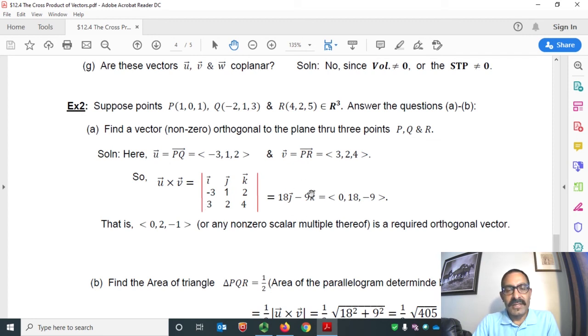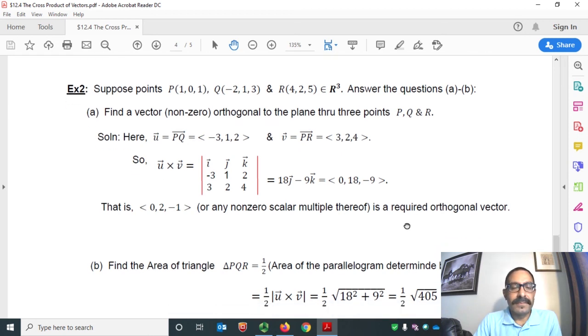So either you write in this form using ijk, or in this form using angular brackets. So 0 means no i component. So 0, comma 18, comma minus 9. Great. This vector, or just take this factor 9 out, then we have 0, 2, minus 1, or any non-zero scalar multiple thereof, is a required orthogonal vector to the plane containing these 3 points. I hope this computation makes sense to you all here.